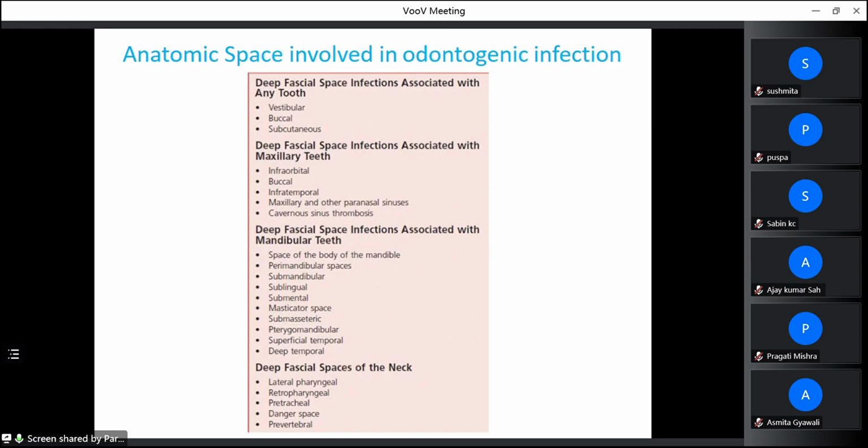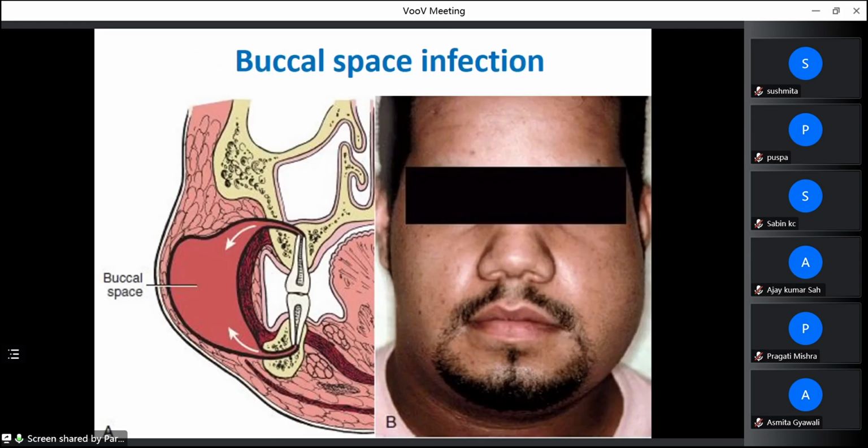Deep facial space infections associated with mandibular teeth are the space of the body of the mandible, perimandibular spaces, submandibular space infection, sublingual space infection, submental space infection, masticator space infection, submasseteric space infection, pterygomandibular space infection, superficial temporal space infection, or deep temporal space infection. Deep facial space infections of the neck are lateral pharyngeal space infection, retropharyngeal space infection, pretracheal, danger space, and prevertebral space infection.